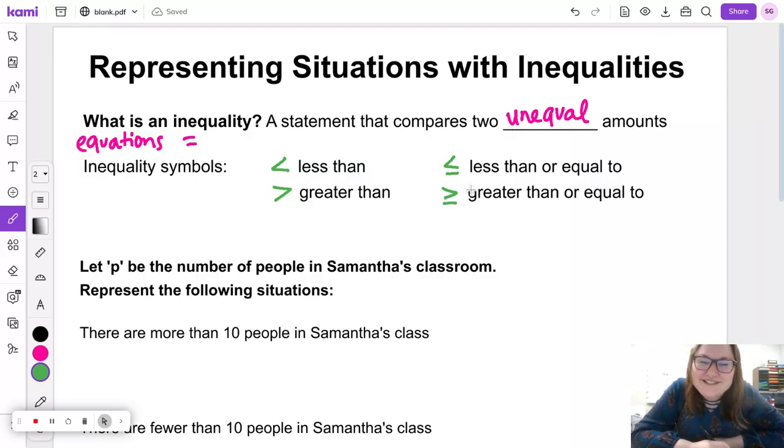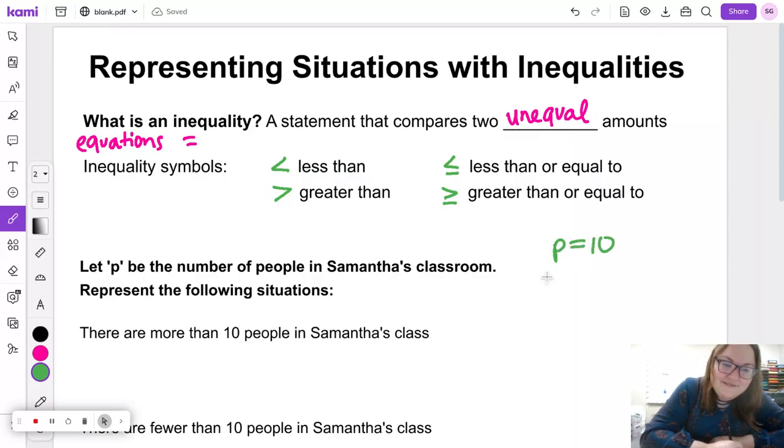I think these make more sense when we look at actual situations. So for example, we're going to let P represent the number of people in my classroom. And there's a couple different situations we're going to represent. Now I do want to remind you, if I wanted to tell you that there's 10 people in my classroom, I would just be saying P equals 10. That means that the people in my classroom is equal to 10. There are 10 people in class.